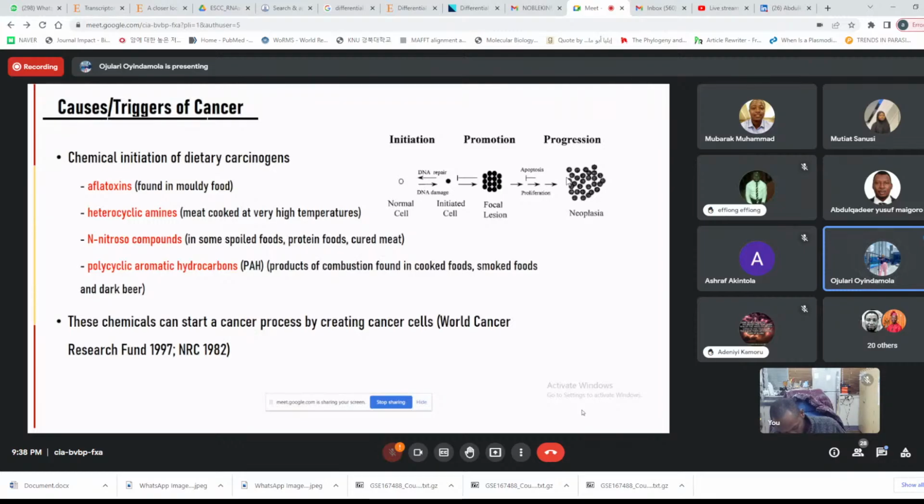But scientifically, when we cook meat at very, very high temperatures, they produce something we call heterocyclic amines. And in the long run, the production of these amines in our body has an effect.